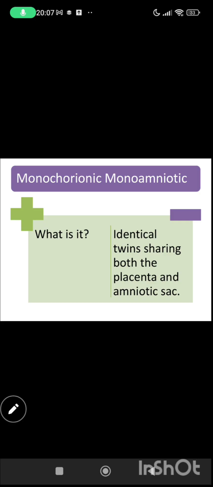And now let's begin the topic. Our topic today is twin to twin transfusion syndrome, but we will discuss from the very basics. Can any one of you please let me know how many types of twin gestation there are? There are two main types. One is dizygotic, the other one is monozygotic.